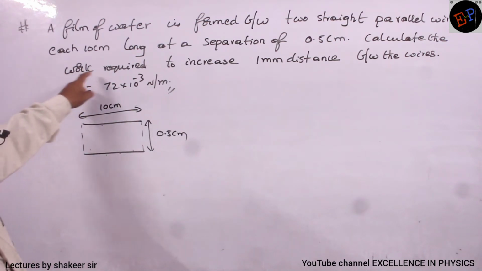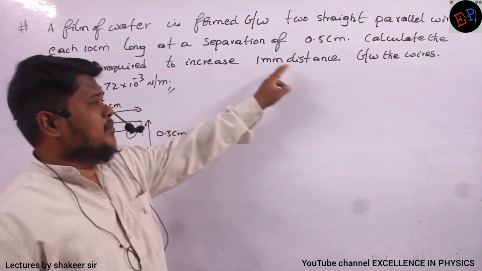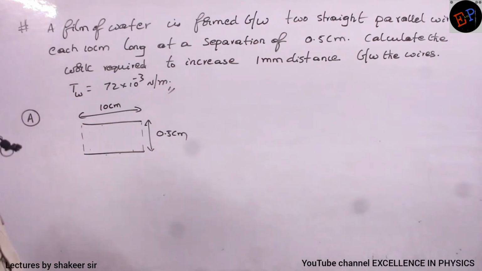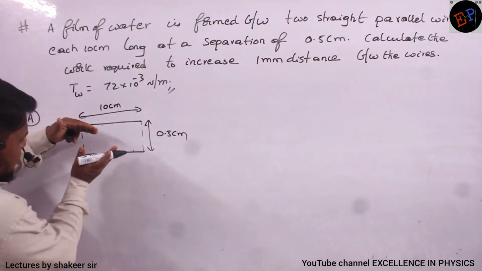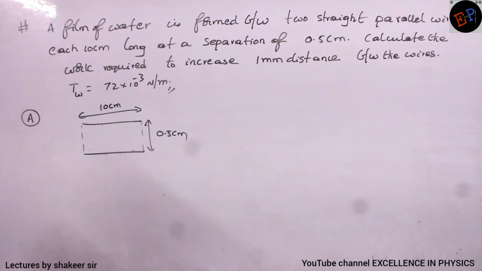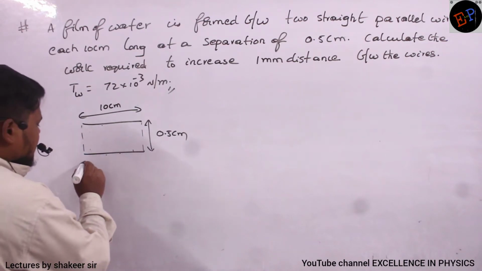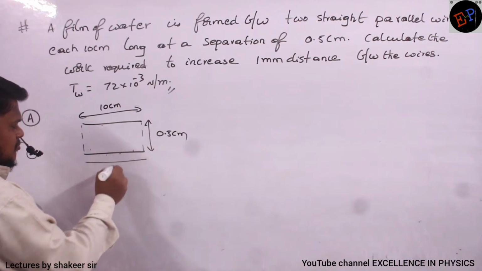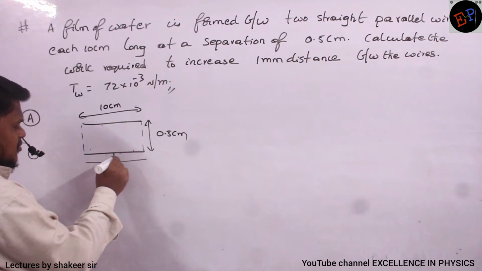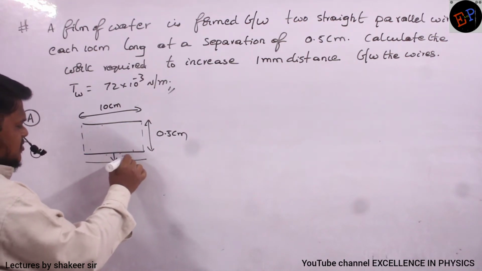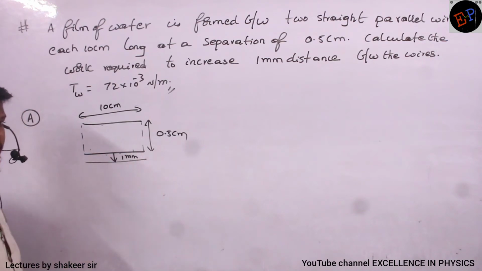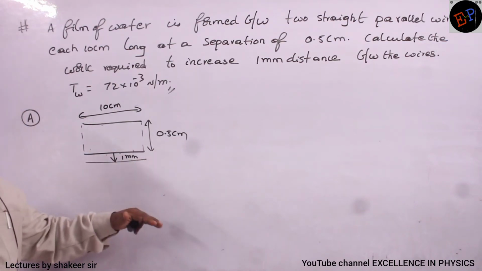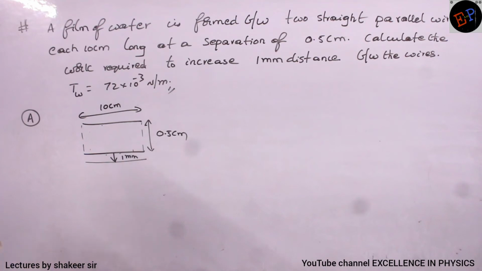So calculate the work required to increase the distance between the wires by 1 mm. Clear? It means I want to increase the separation between these wires. For example, I will pull this wire downwards by a distance of 1 mm. Then the distance has increased by 1 mm. Now what he is asking us to find out is the work required.